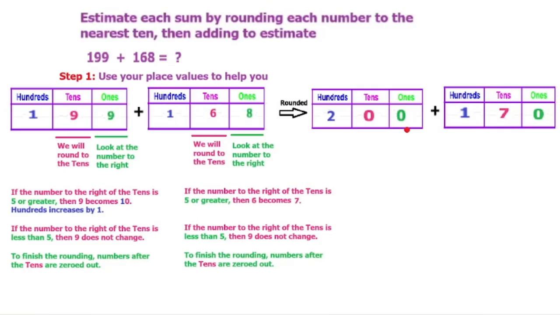And then 168 rounded to the nearest tens is actually 170, right? And we zeroed out the ones, and this increased by 1 because this is greater than 5. So our estimate is 200 plus 170. So that's actually pretty easy for us to calculate that in our head, right? 200 plus 170 is 370, and that's the estimate.